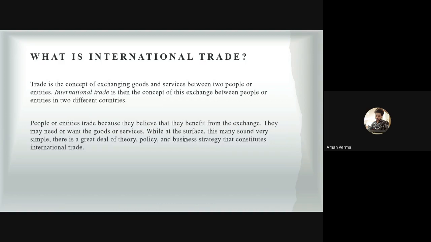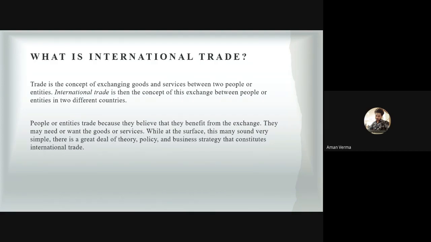While at the surface, this may sound very simple, there is a great deal of theory, policy, and business strategy that constitutes international trade. And the concept of international trade, the exchange of goods and services on a global level, has a significant impact on a national economy as exports grow, thus increasing the balance of international payment and significantly contributing to countries' GDP.